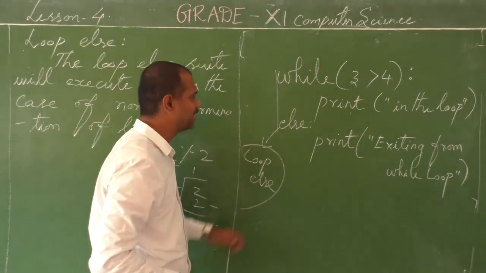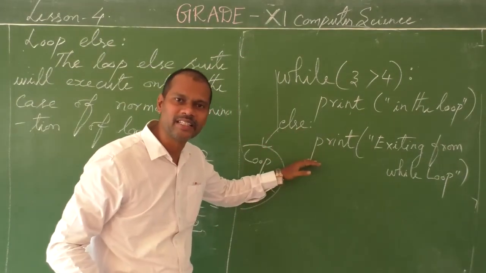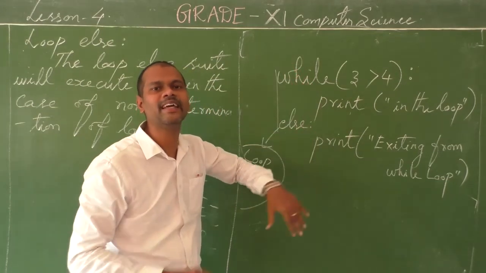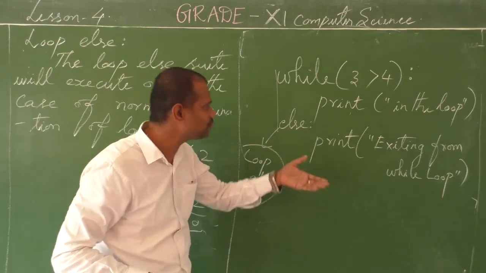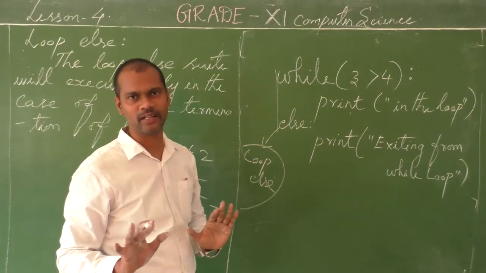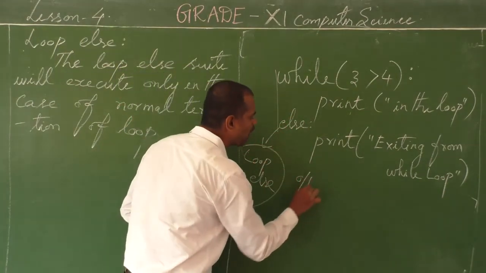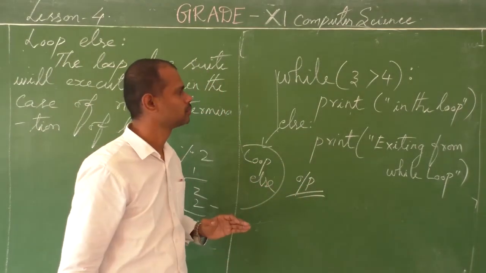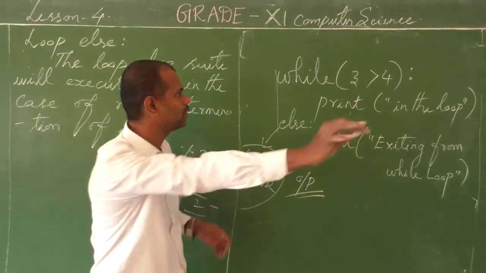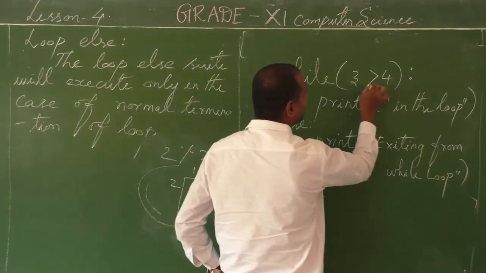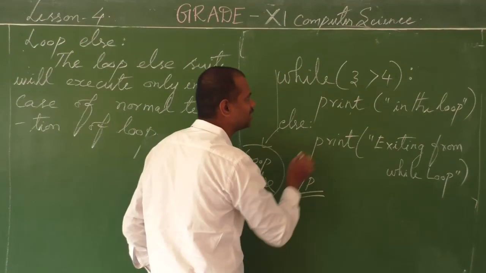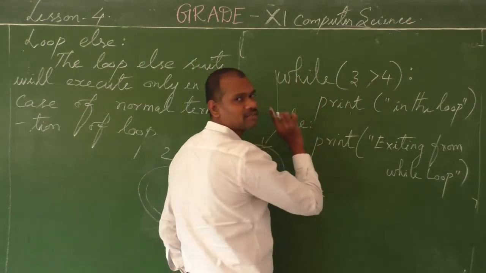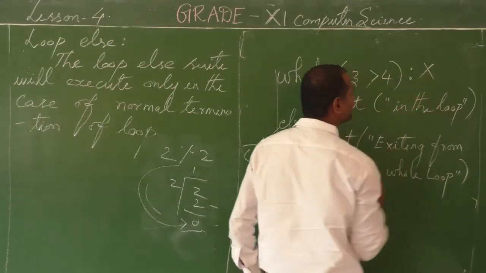So this else will be executed when this while loop is normally stopped, and at that time this else will be executed. Okay. Now you pause the video and tell me what is the output. Shall we execute? Okay. Listen. While 3 is greater than 4, that means this condition is true or false? 3 is smaller. Yes, the condition is false.